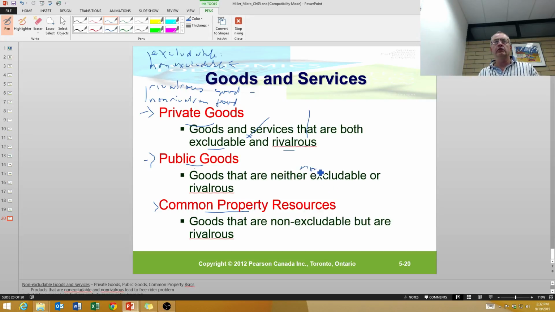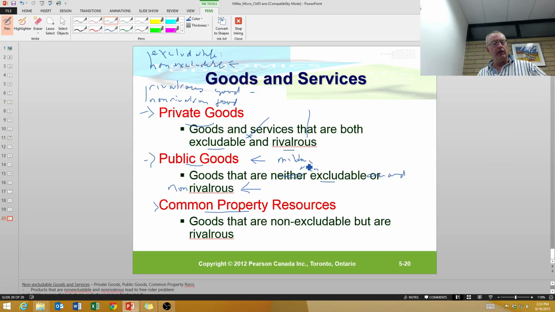They're non-excludable and non-rivalrous, meaning that some people can consume them even without paying for them, and that more than one person can consume them at the same time. So there's lots of good examples of public goods. A good example is military defense.